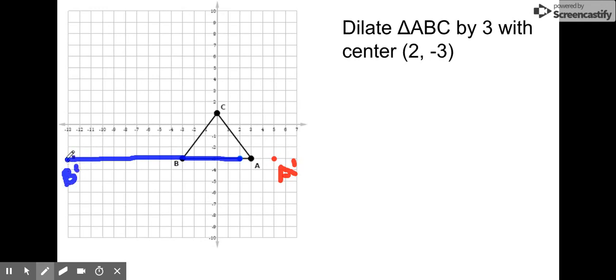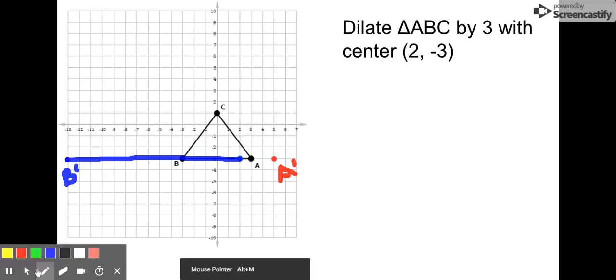This is a good sign because we see that A prime to B prime is still a horizontal side, which is what we want. It's this straight horizontal line segment. We also can see that the distance from A to B is 6 units. So if we're dilating by 3, the distance from A prime to B prime should be 18 units, which we can see is true because 5 to 0 is 5 units, 0 to -13 is 13 units, and then 13 plus 5 gives you 18. So we can see that is on the right track.